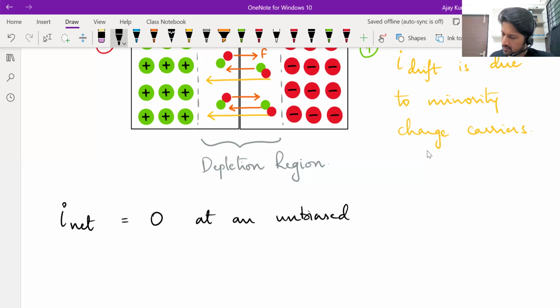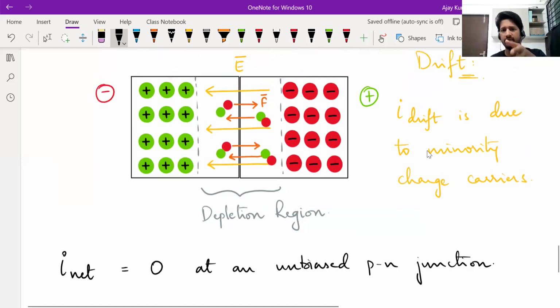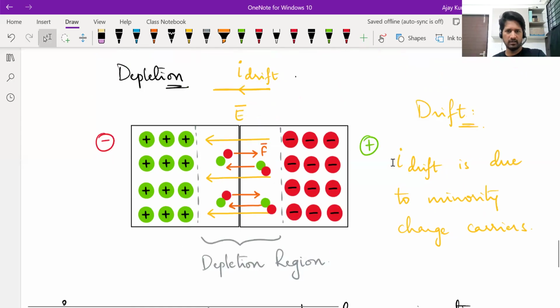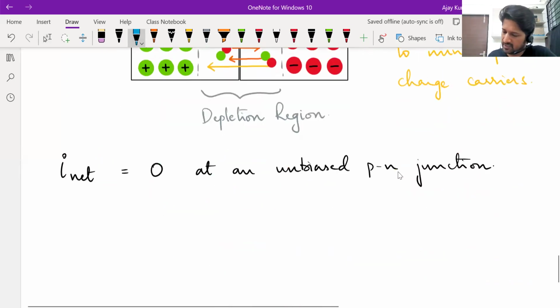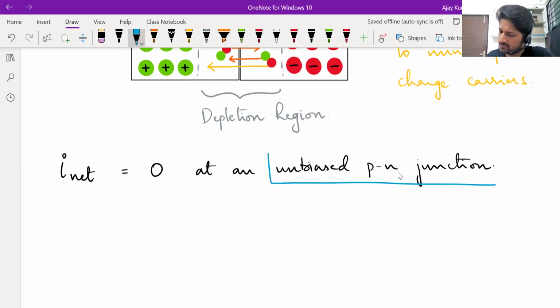What is an unbiased PN junction? Basically, what does bias mean? Being biased to something or someone means favoring them, right? So when you don't favor externally any of these processes, diffusion or drift, when there's no external agent influencing these, naturally they'll be equal, they'll be balanced. That is what we call an unbiased PN junction. We are not favoring any of these processes. At such a PN junction, the net current will be zero.